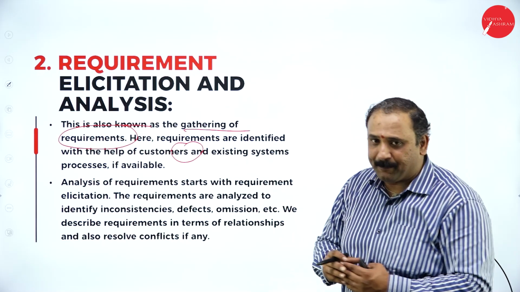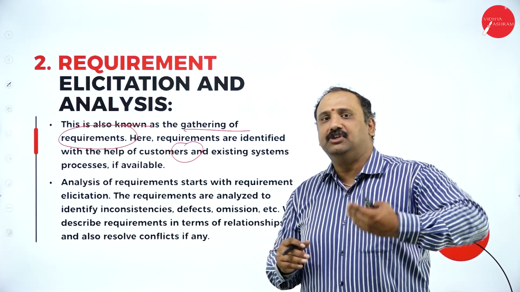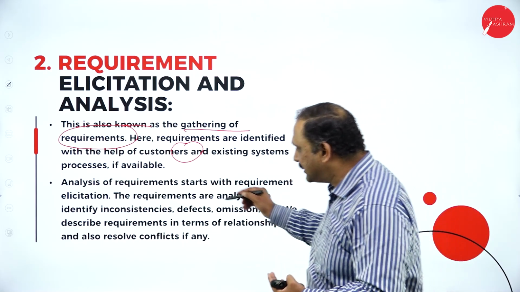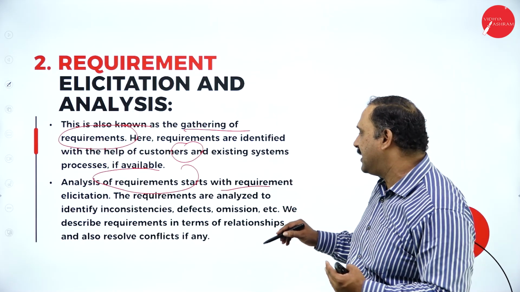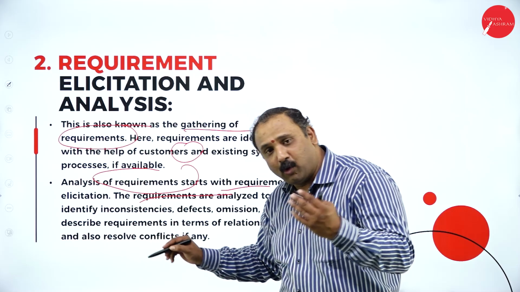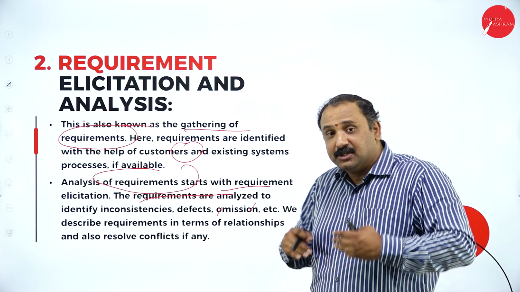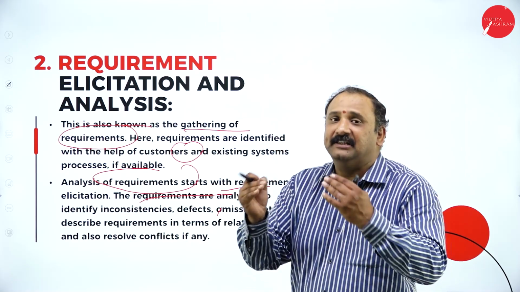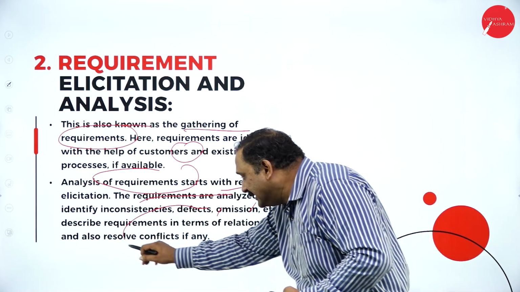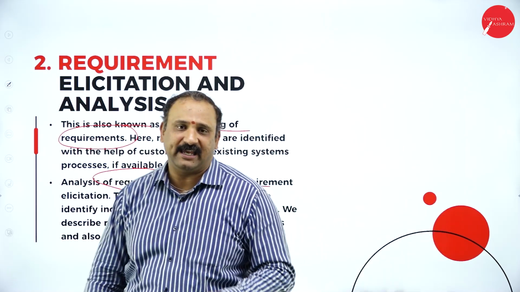But sometimes what happens is that the customer might not be happy. He definitely wants a unique solution for himself. So that's where analysis of requirements starts with the elicitation, where we start identifying the inconsistencies, the defects, the omissions, etc. So we go back, we find out where the gaps in the project are. Once we have identified the gaps, we can resolve the conflicts and then we can take it forward.